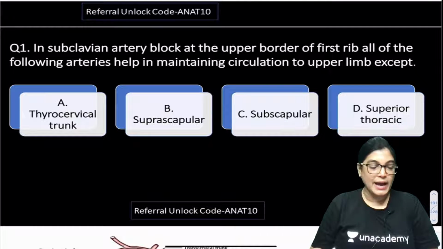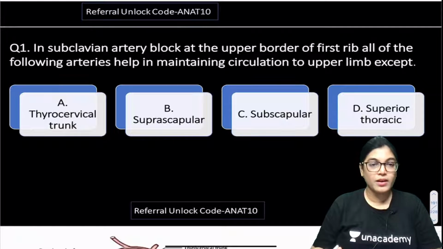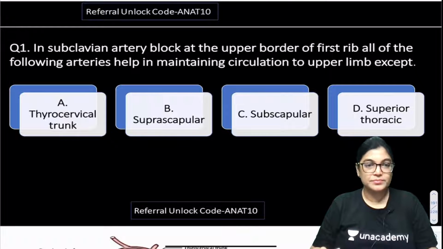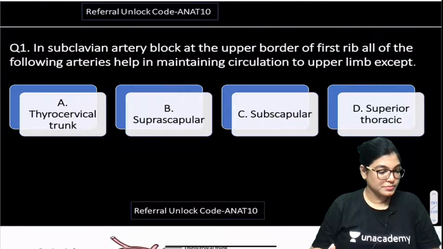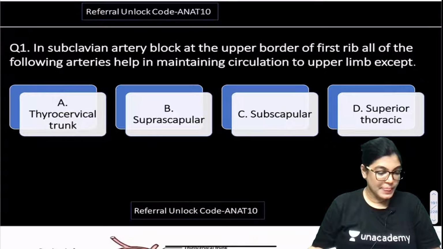So whichever you think is right, please mark it. I will wait for 30 seconds, otherwise I will come up with the explanation of this MCQ. A, B, C and D, whichever is right, you can mark the correct answer. So actually the correct answer for this MCQ, if you are not knowing also you can mark, nothing to worry.